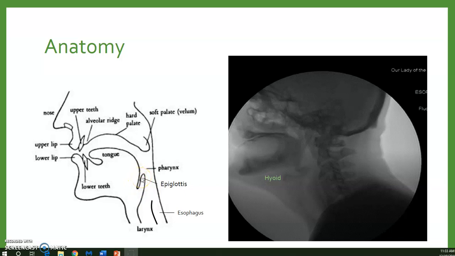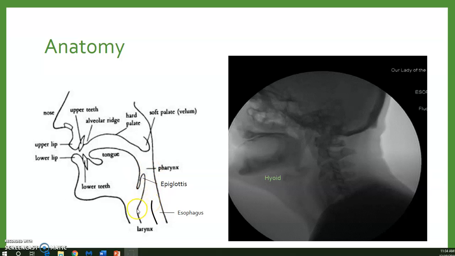When we go to swallow, the airway lifts and closes, and the first thing that it does is flips this epiglottis over as the tongue pushes against it. So the epiglottis is flipped over the airway. That's our first level of protection.